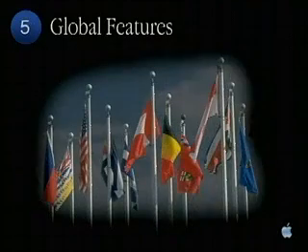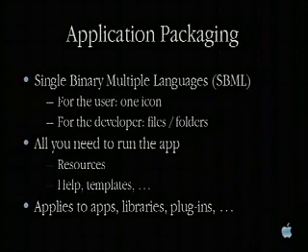Let's talk about some of the global features. There's two fundamental technologies that help us having great global features. The first one is application packaging. What application packaging is about is, from the user perspective, have a single icon that represents the app.